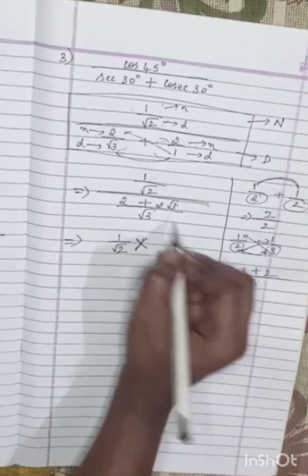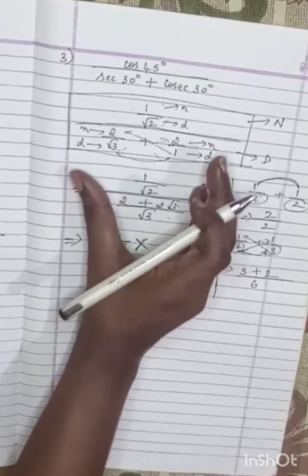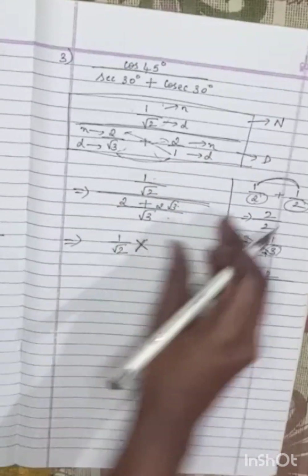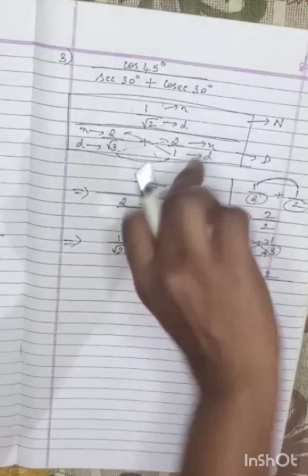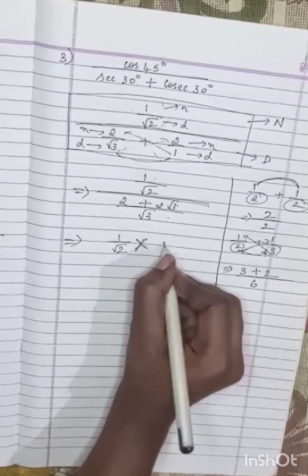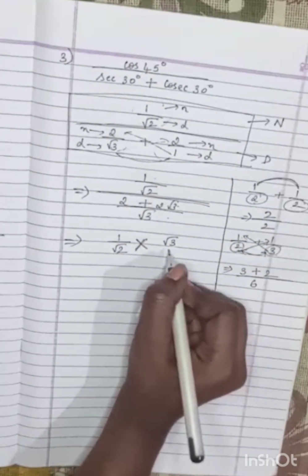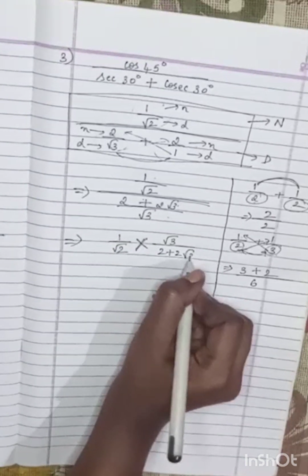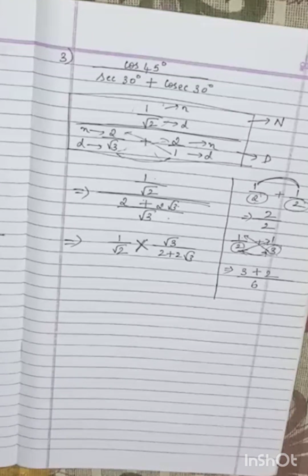Now, this is our numerator, this is our denominator, this is our big fraction, these are our small fractions. Whenever I'm getting the small fraction to the numerator, this will get ulta or reversed. So root 3, which is in denominator, will go to the numerator place, and here 2 plus root 3 will come to the denominator place.